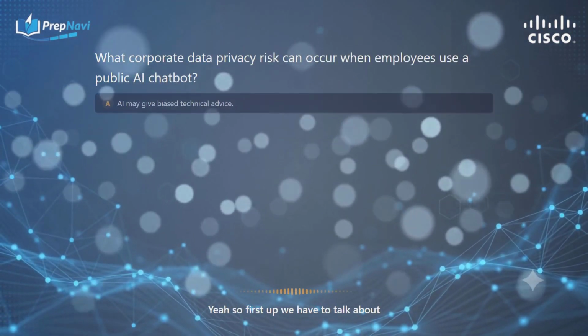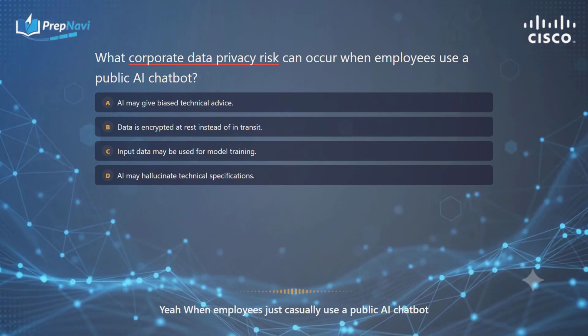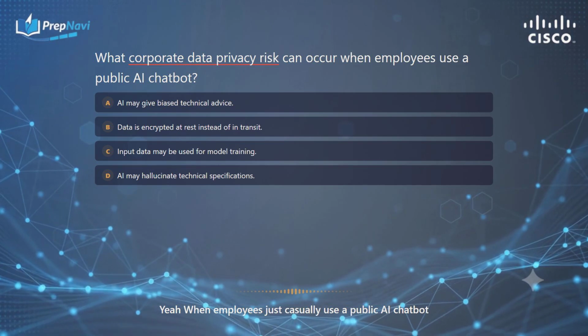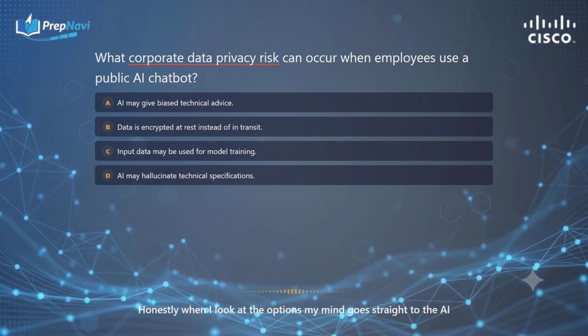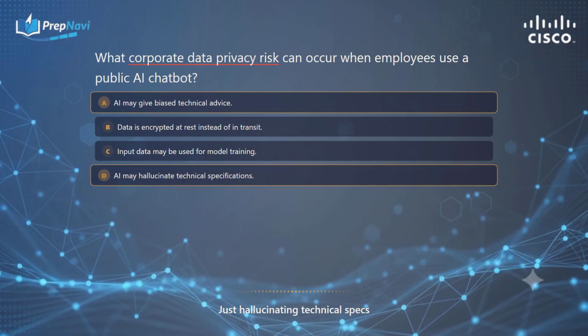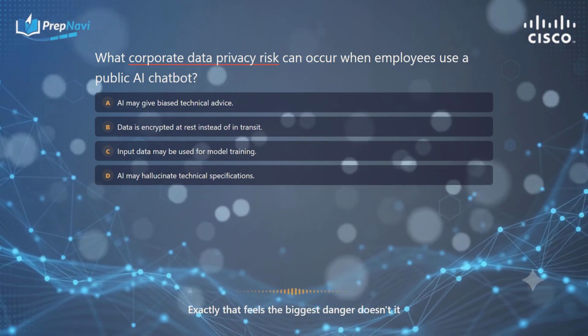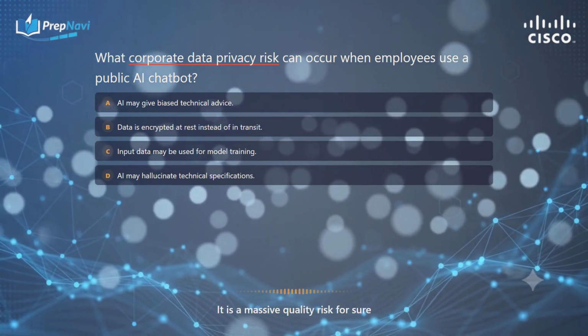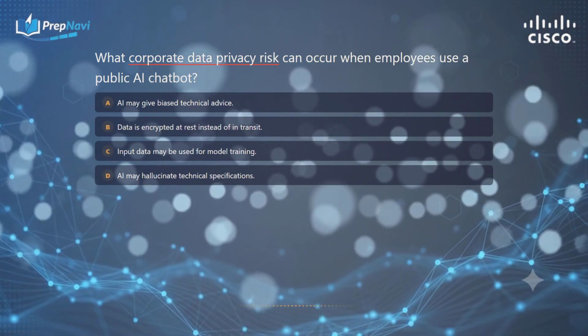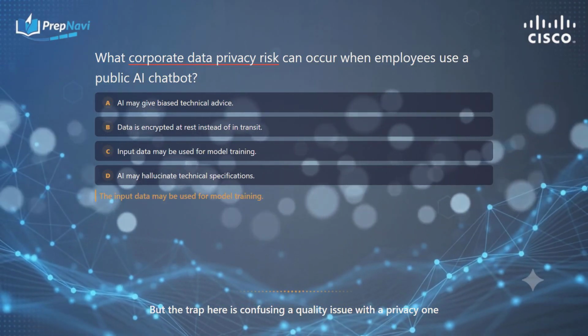So first up, we have to talk about the actual corporate privacy risk when employees just casually use a public AI chatbot. Honestly, when I look at the options, my mind goes straight to the AI just hallucinating technical specs. Right, like just confidently making things up. Exactly. I mean, that feels like the biggest danger, doesn't it? It is a massive quality risk, for sure. But the trap here is confusing a quality issue with a privacy one.